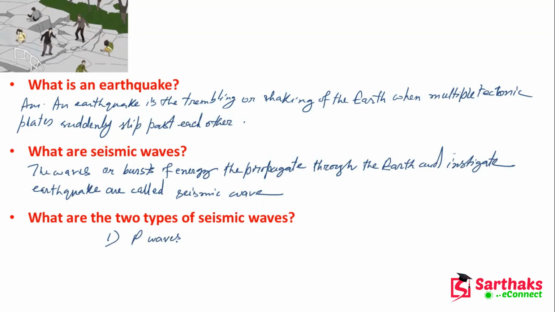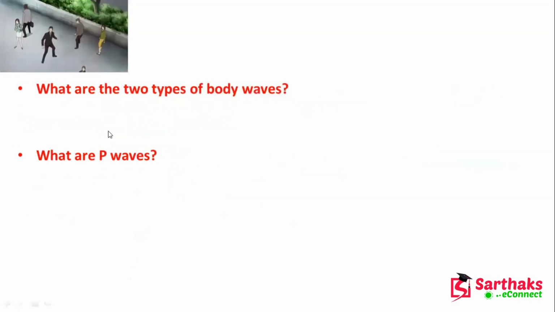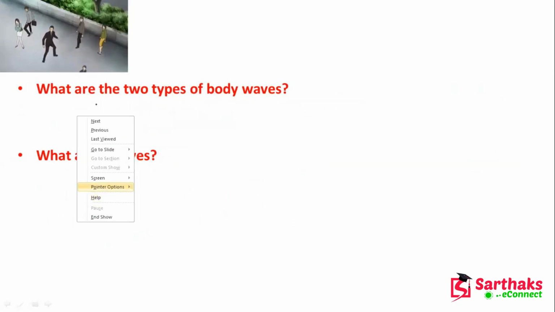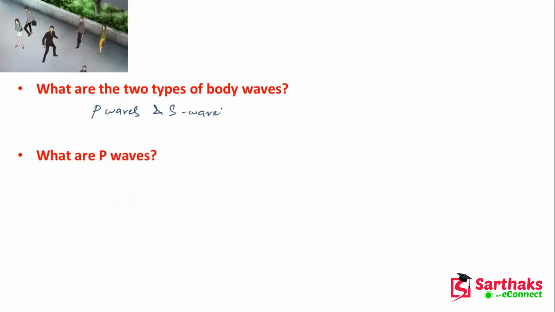What are the two types of seismic waves? P waves and S waves, these are the body waves, and another one is surface waves. What are the two types of body waves? P waves and S waves.